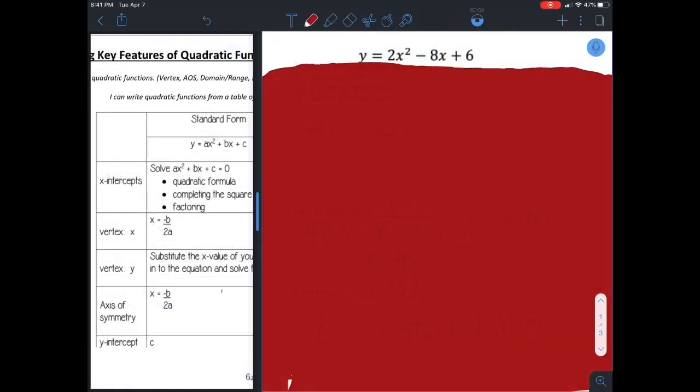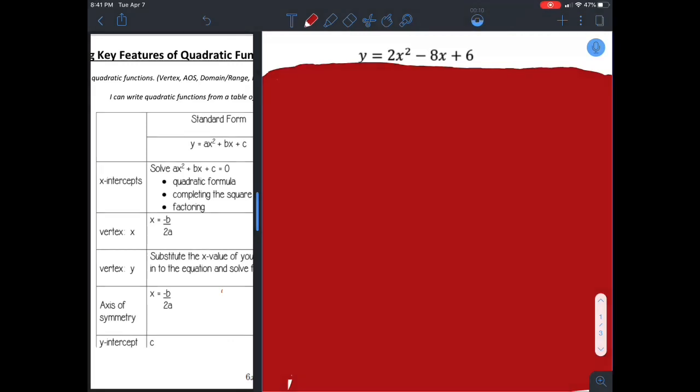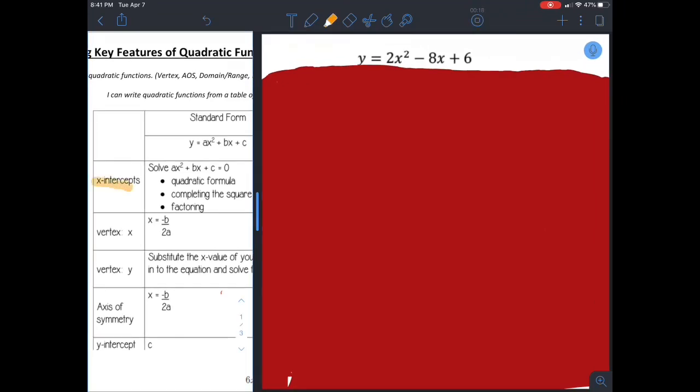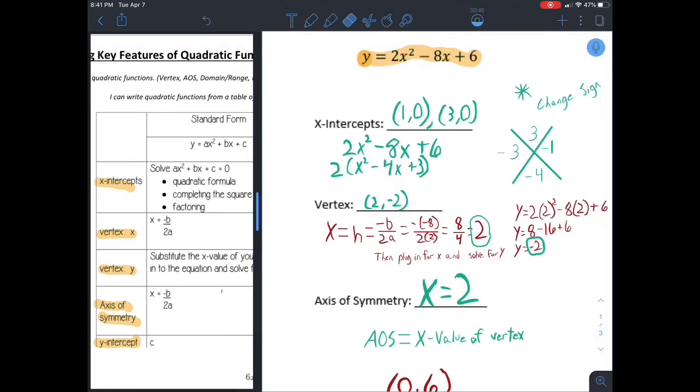Now let's take a look at our first practice problem. Y equals 2x squared minus 8x plus 6. So why don't you guys pause the video and take a moment to find your x-intercept, your vertex, your axis of symmetry, and your y-intercept of this equation. Great, now that you've paused the video, let's take a look at our answers.